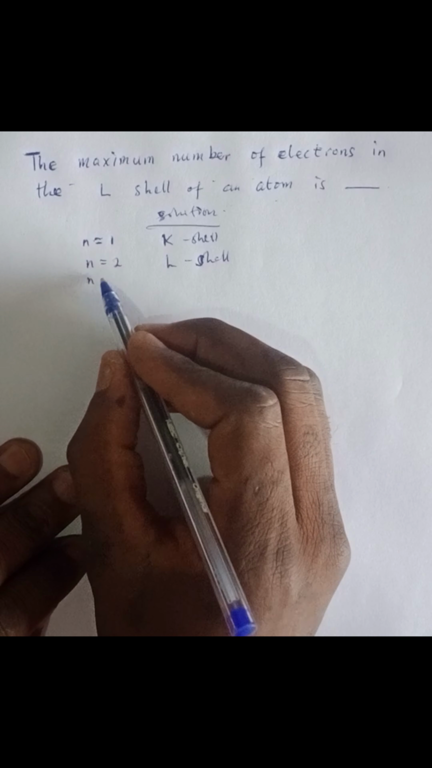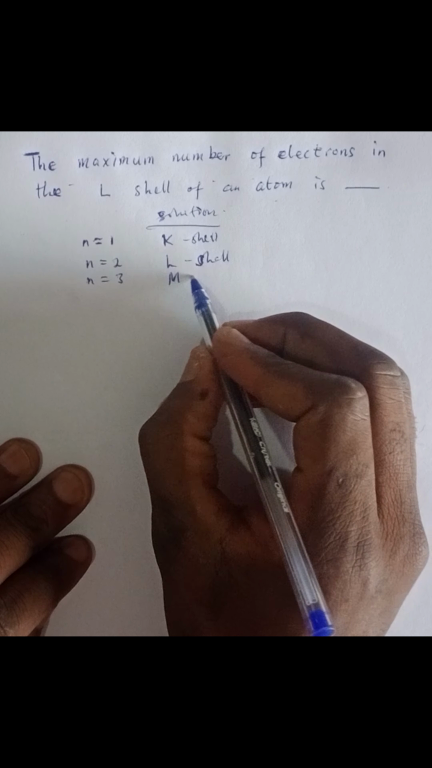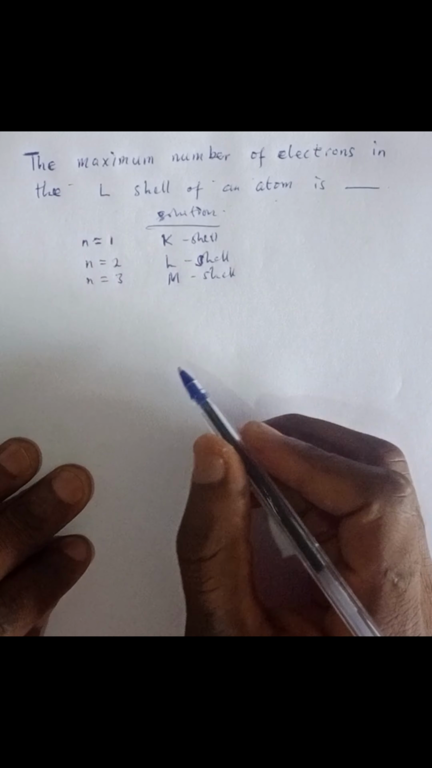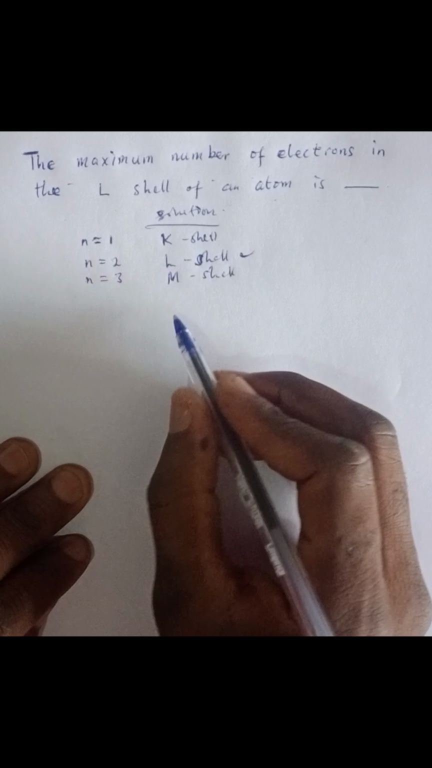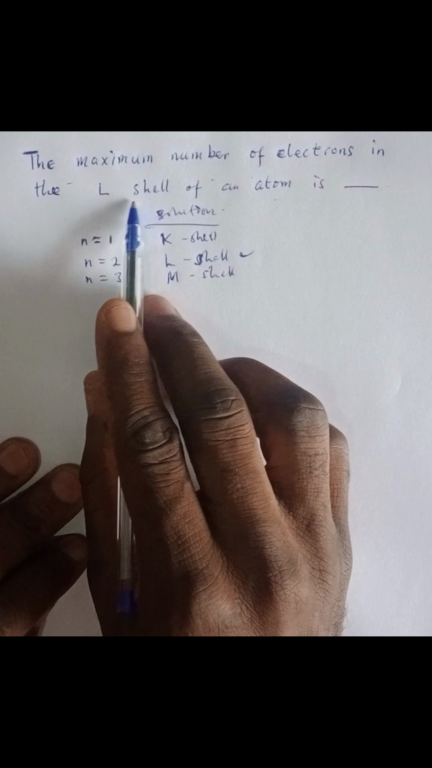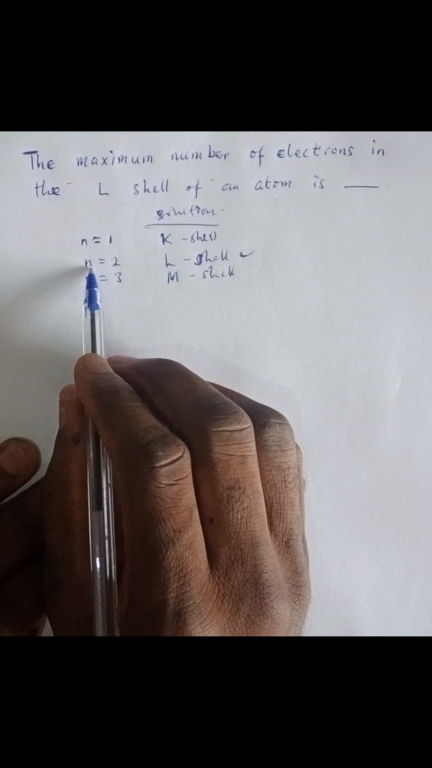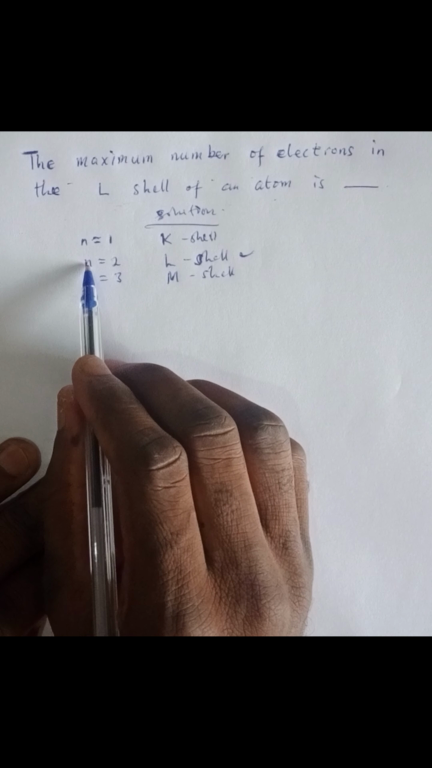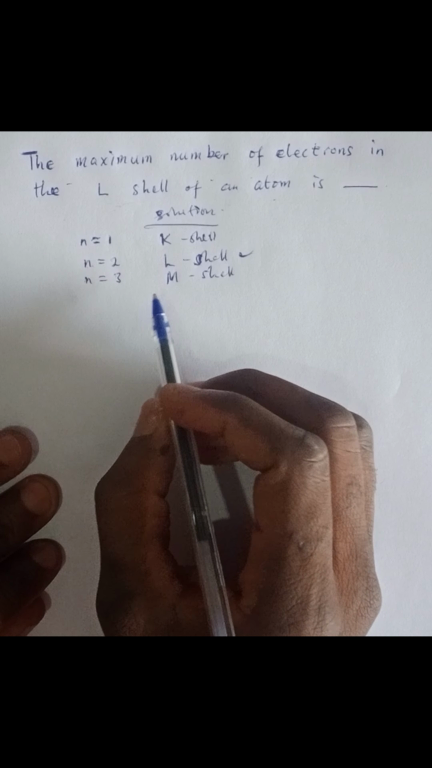What about the third energy level? That will be the M shell. So in that order. But here is our interest: we are interested in the particular shell that we have been asked about, which is the L shell, and the energy level there is n equals 2, which is the second energy level.